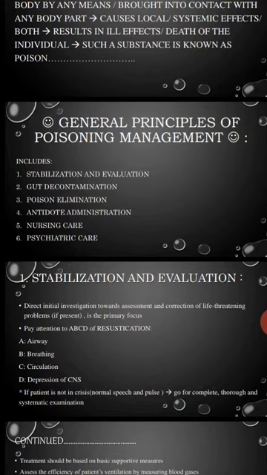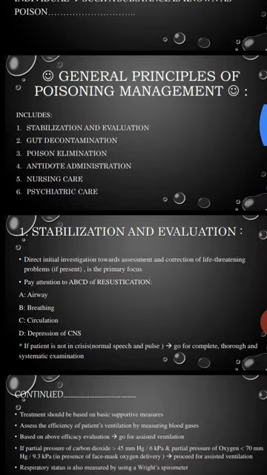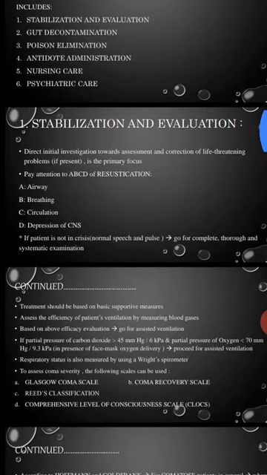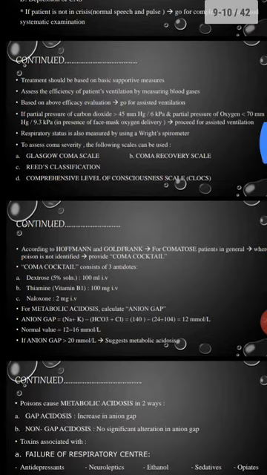What is stabilization? Stabilization is the process by which you maintain the essential things for life and maintain the life of the patient by maintaining the following ABCD. Later on you can evaluate the patient, the severity of the coma. If the patient enters into a coma, you can evaluate the coma by following scales. In order to prevent the coma, you can give the coma cocktail, its composition, and you have to correct the metabolic acidosis.